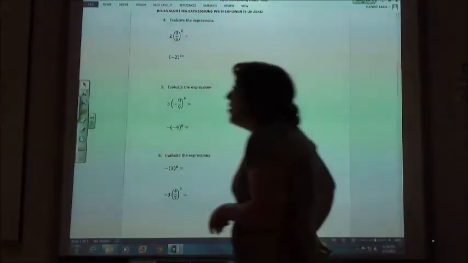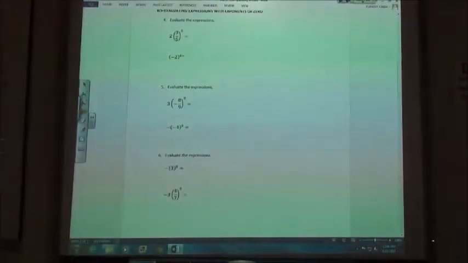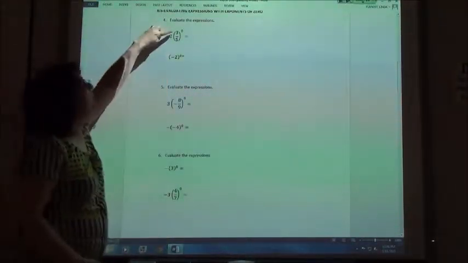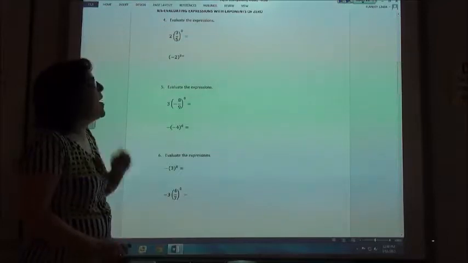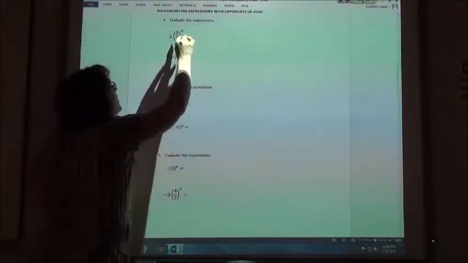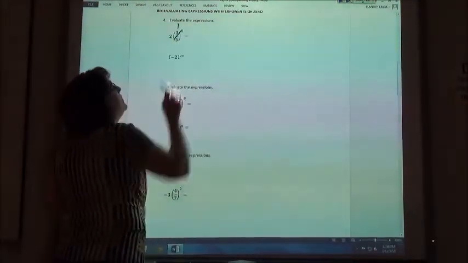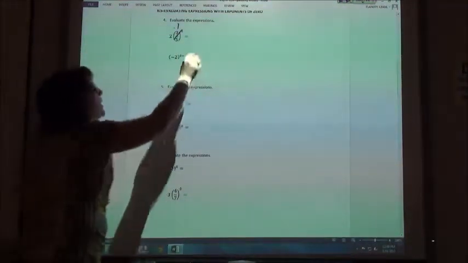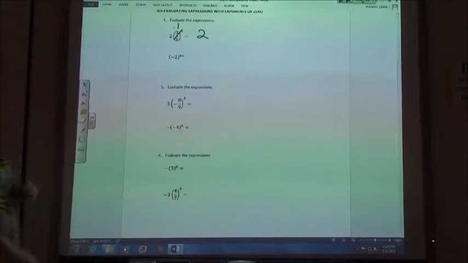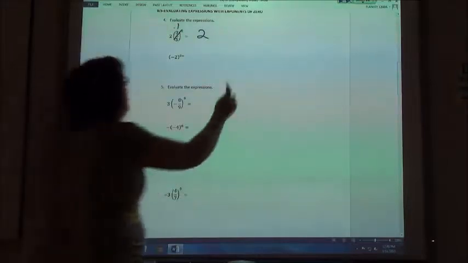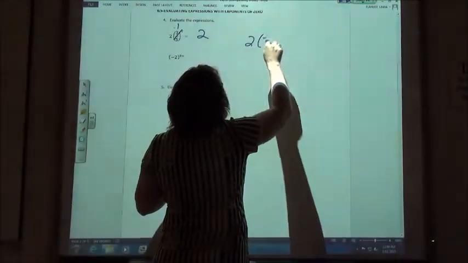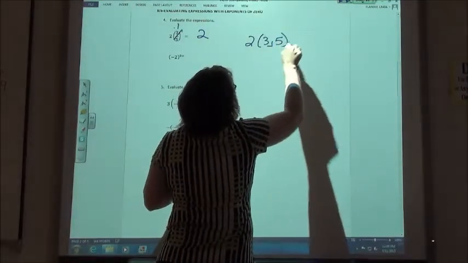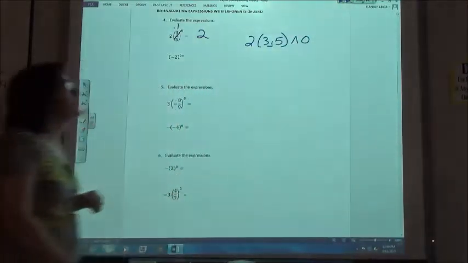When we follow our order of operations, we have to do the exponent first. If I do 3/5 to the 0 power, that is 1, right? So now I have 2 times 1, which is just going to give me 2. And again, if you wanted to check that with your calculator, you would punch in 2, parentheses, 3/5 to the 0 power.